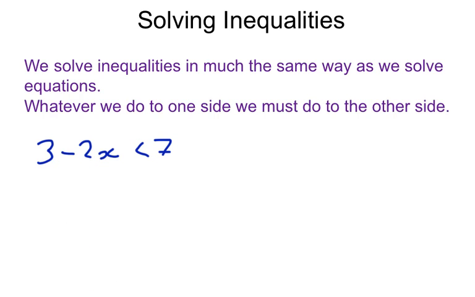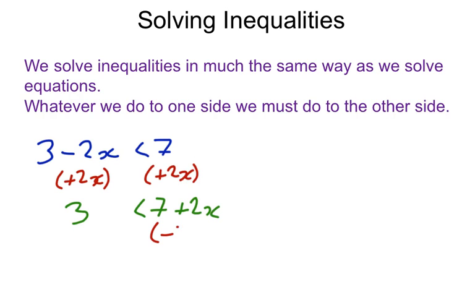3 minus 2x is less than 7. Now with this one we have to be a bit careful. Inequalities have one difference to solving equations, and that is whenever we have a negative x, we must pass that to the other side. So in this case we're going to add 2x is the first thing. So we're going to add 2x to this side. And then we get 3 is less than 7 plus 2x.